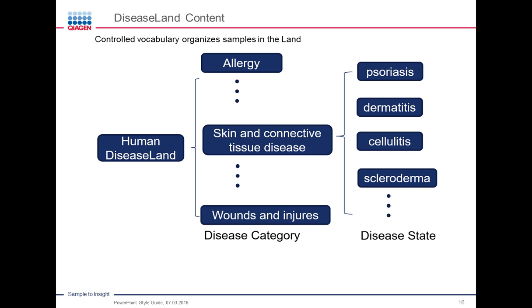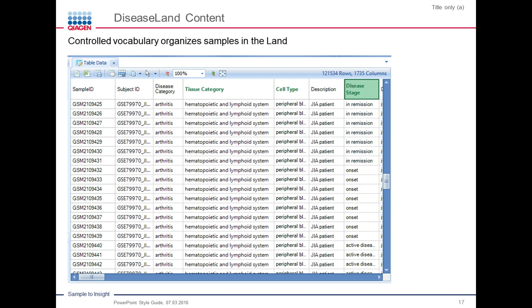And so what we do is we define the samples based on their disease state, such as psoriasis or dermatitis, and those would ultimately get grouped in the land into broader categories, such as skin and connective tissue, or, for example, allergy. So by building these controlled vocabularies, we are able to take those millions of samples and organize them into the land in a way that's easy to browse and pick through all of those different samples based on that metadata.